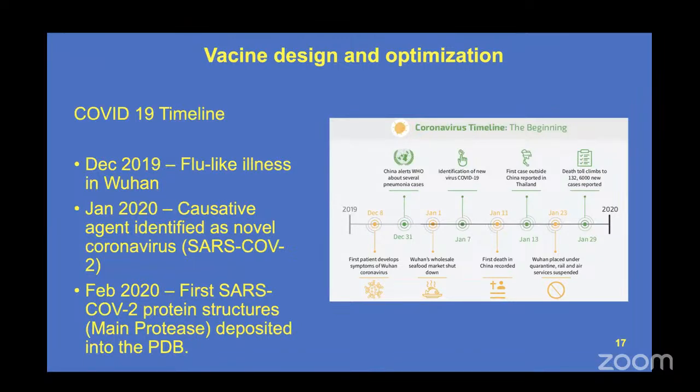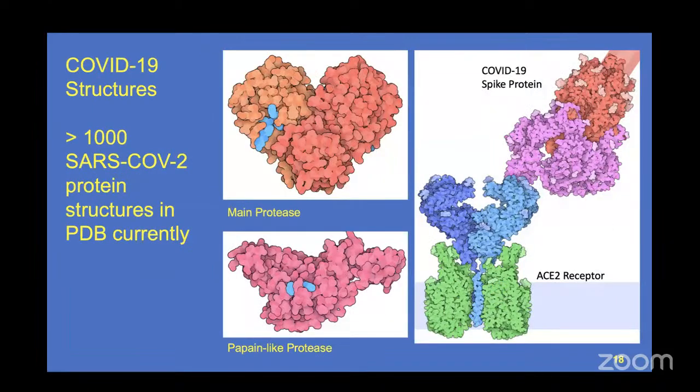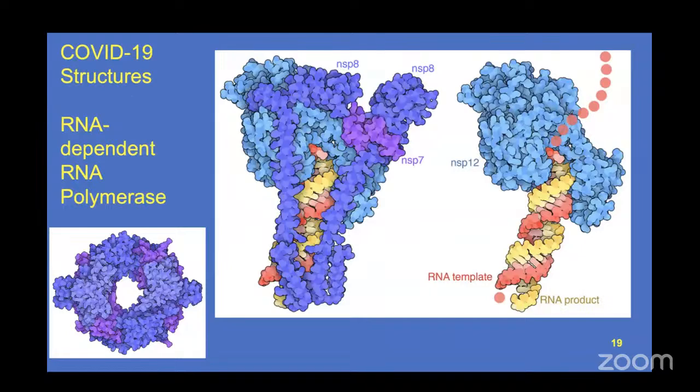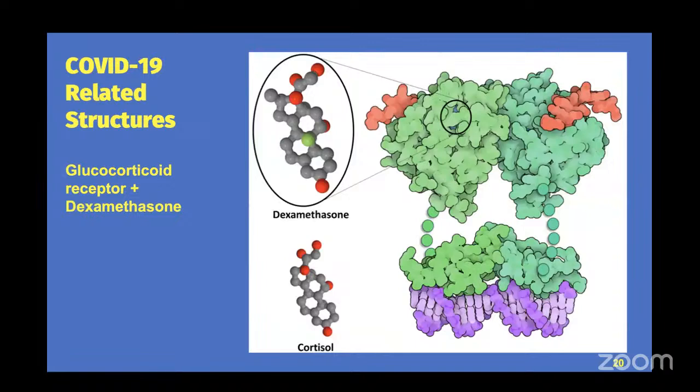The next example is in COVID-19. So basically from 2019 to 2020, the take-home message is that within 1 year, more than 1,000 structures were deposited in the PDB. And these are some of the structures for the virus. As you can see here, RNA-dependent RNA polymerase. Then you have the glucocorticoid receptor in complex with dexamethasone. And this dexamethasone was shown to offer some relief to critically ill COVID-19 patients.